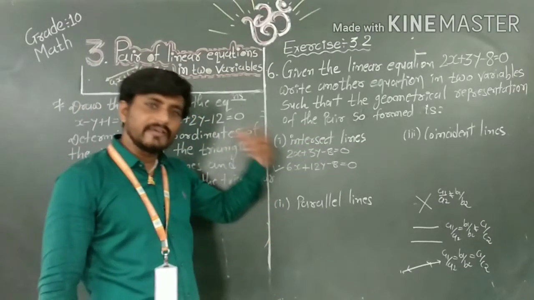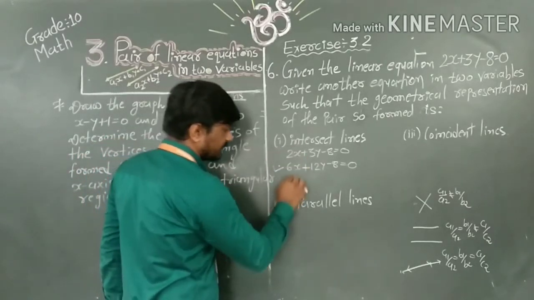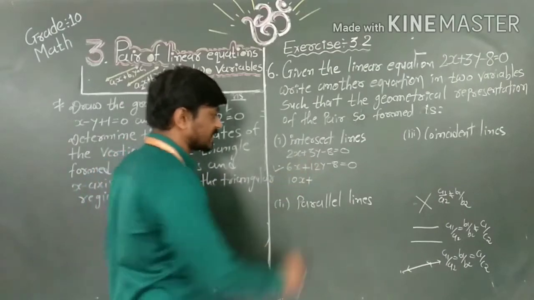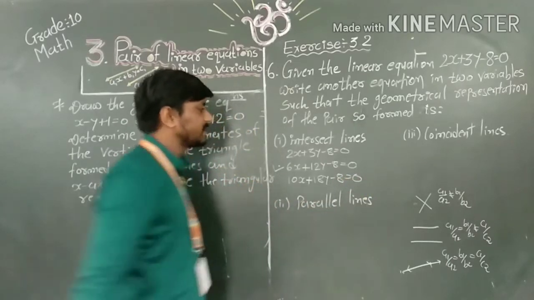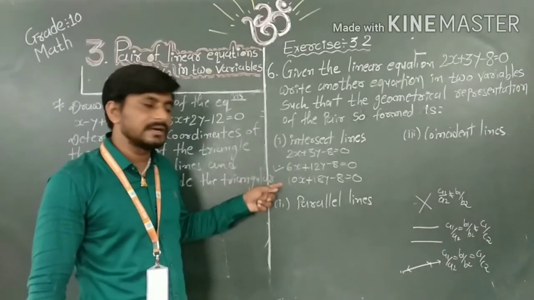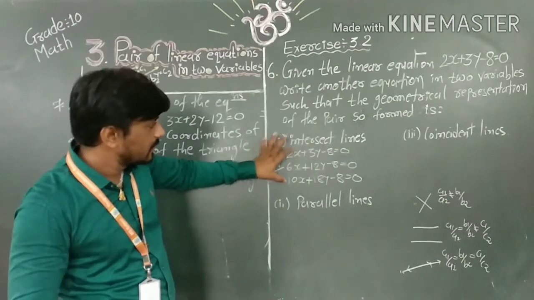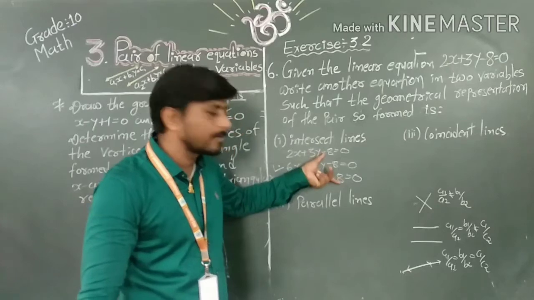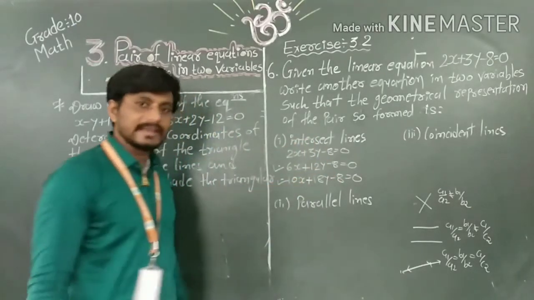You can make infinitely many equations. If we multiply this term with 5, that means 10x, and here we multiply with 6, 6 threes are 18y, and here I write the same as it is. These two equations again represent intersecting lines because the ratio of 2 and 10 is 1 upon 5, the ratio of 3 upon 18 is 1 upon 6, and the ratio of minus 8 upon minus 8 is 1. You can write many examples yourself.